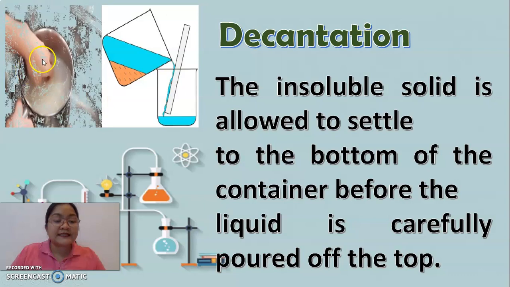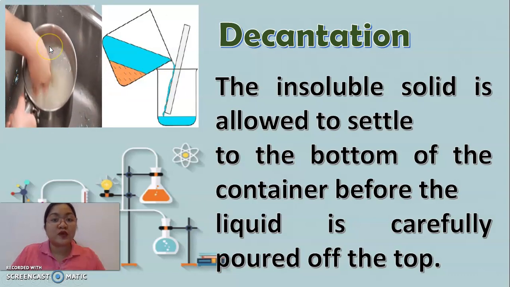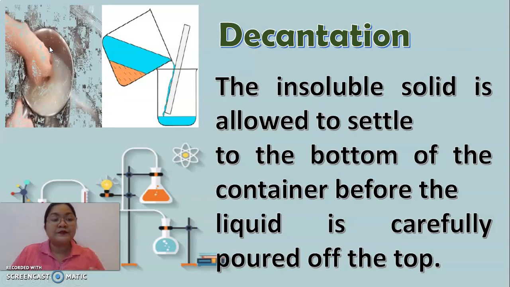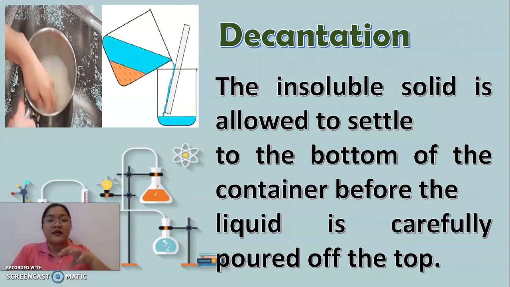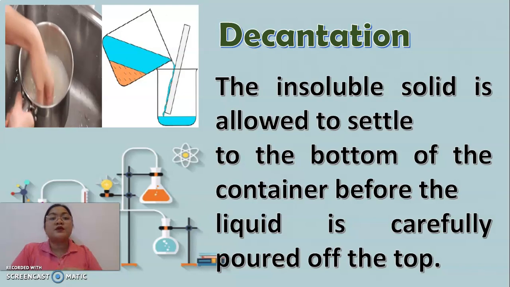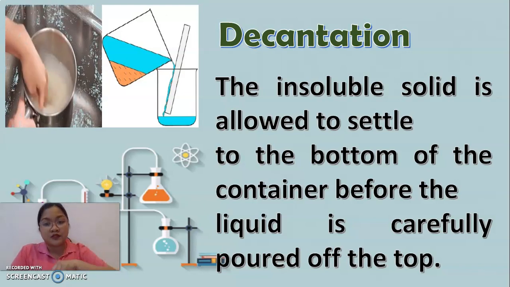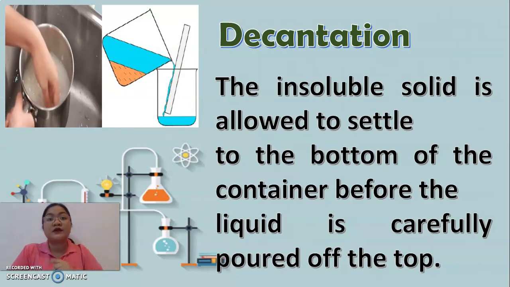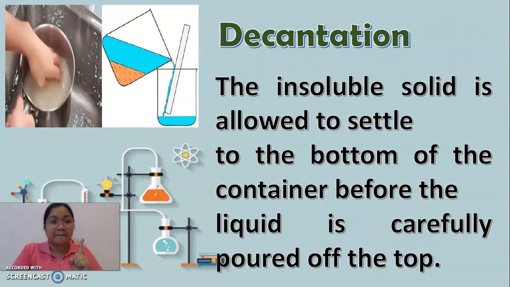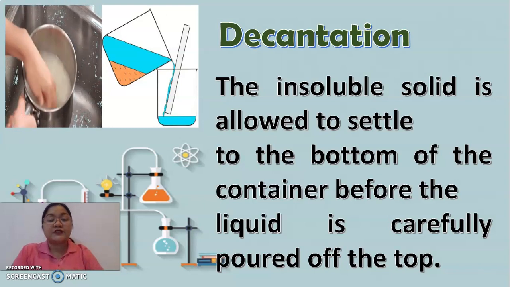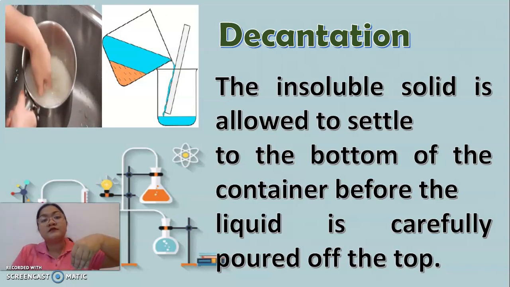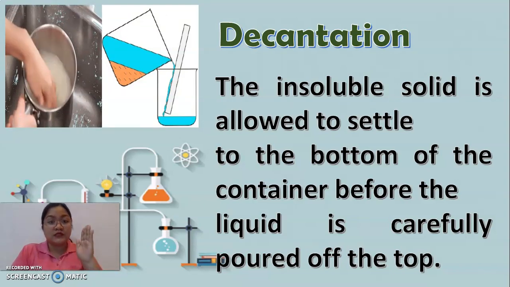So for example, number 1 is when we wash our rice. We put the rice in the pot and we put water, right? So the rice will go to the bottom and the water settles to the top. That is what you call decantation. The solid goes down and the liquid goes up.